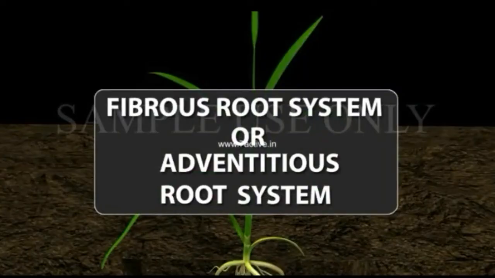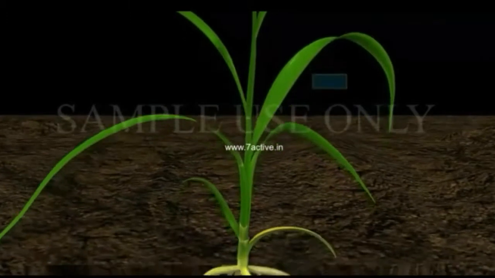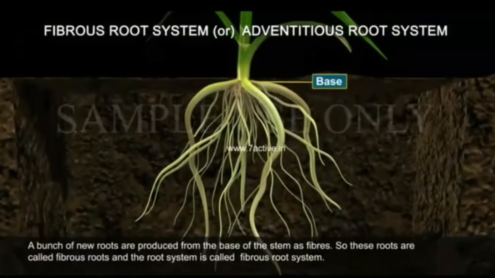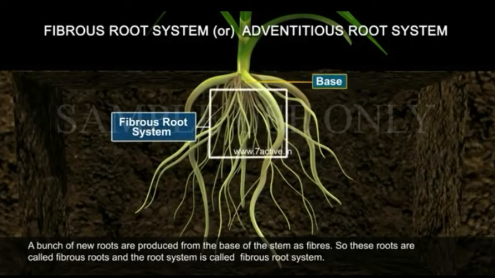Fibrous root. It is a group of equal sized roots that does not go very deep into the soil. They spread out sideways near the surface of the soil. Rice, wheat, corn, grass are examples of plants that have fibrous root. Next we are starting with the stem.